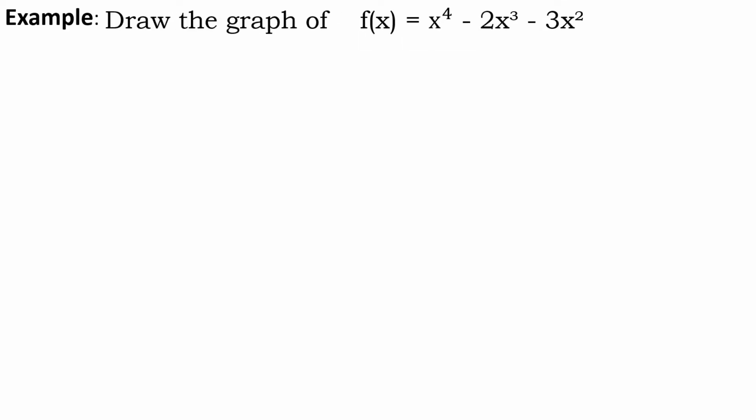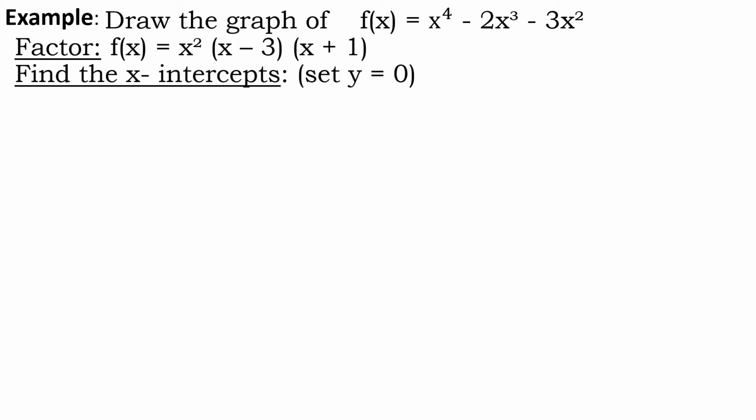Example, draw the graph of f of x is equal to x to the fourth minus 2x cubed minus 3x squared. Let us write the polynomial in factored form. So you already learned how to factor a polynomial using synthetic division. I already discussed that in my previous videos. So the factored form is f of x is equal to x squared times x minus 3 times x plus 1.